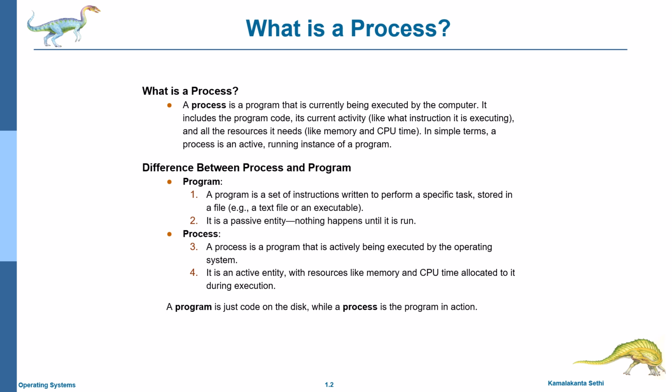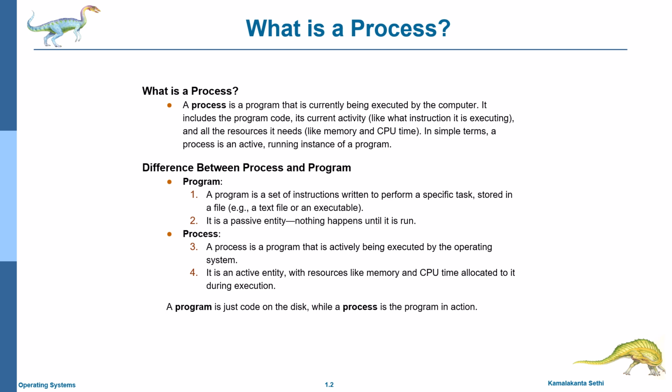Before going to the depth, we can see what is a process. A process is a program that is currently being executed by the computer. It includes the program code, current activity and all the resources it needs. In simple terms, we will tell the process as an active running instance of a program.